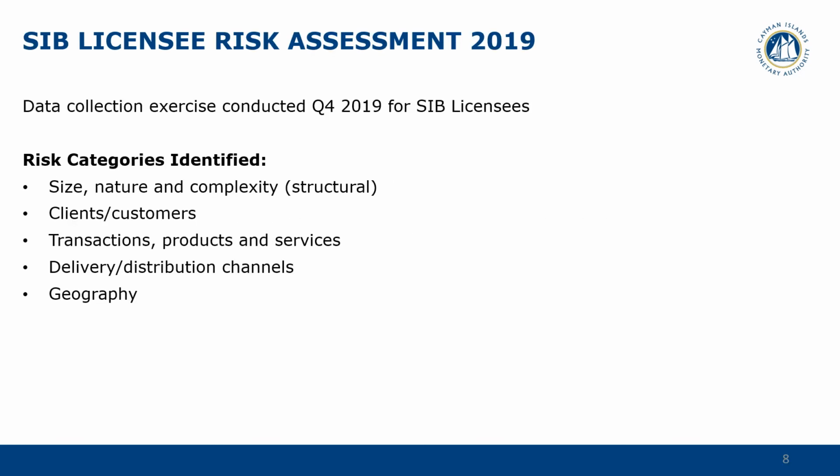So in order to conduct a thorough risk assessment, a data collection exercise was conducted in the latter part of last year across SIB licensees, and that enabled the authority to really dig deep into the following categories: the size, nature and complexity, clients and customers, transactions, products and services, delivery and distribution channels, and of course geography, which, as I said before, underpins all of these elements.